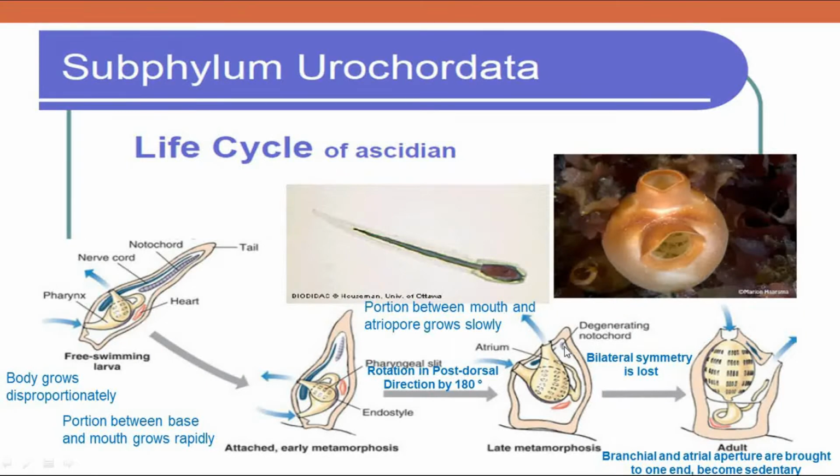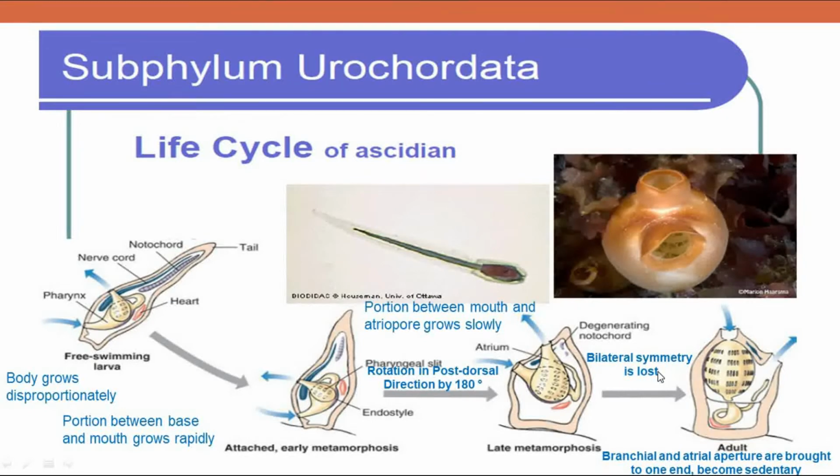And the tail features, here you can see the tail has begun to degenerate. Most of the tail portions and the notochord and the dorsal tubular nerve cord in the tail are degenerated. Here you can see the degenerating notochord, and the total tail will be lost in the adult once the larva metamorphoses into adult.